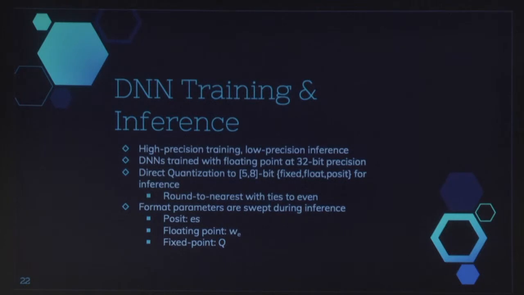In the experiments, we did a high precision training and then low precision inference, with DNNs trained with 32-bit floats. We did direct quantization, and we tested bit widths from 5 to 8. We call this ultra low precision because we're looking at bit widths of less than 8 bits. And we formatted the parameters, or swept some of these parameters, during inference.